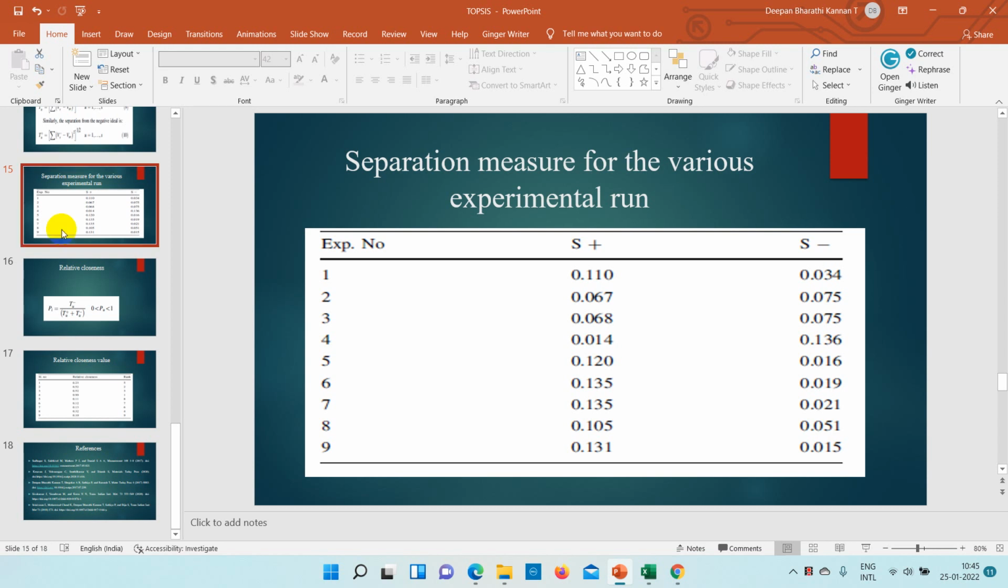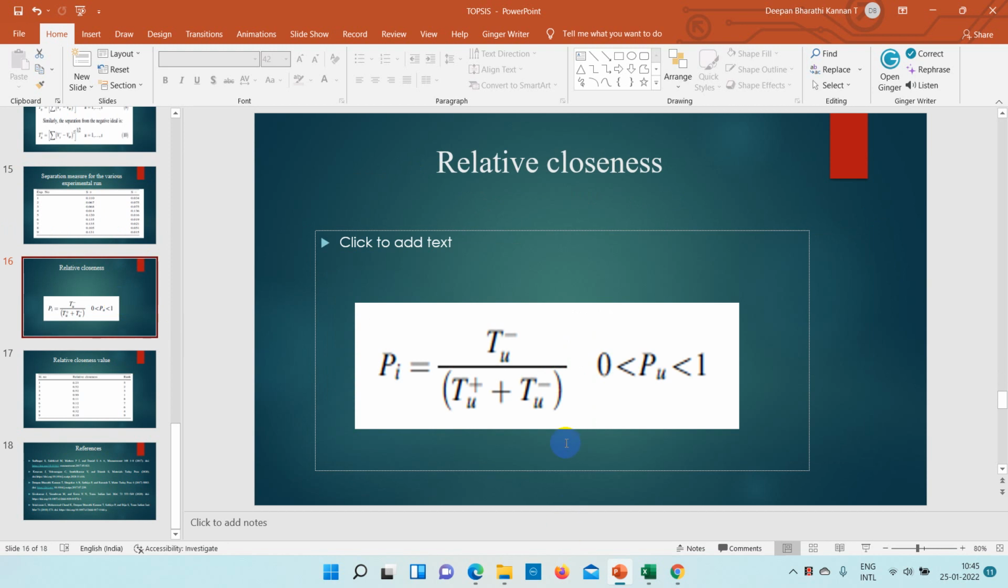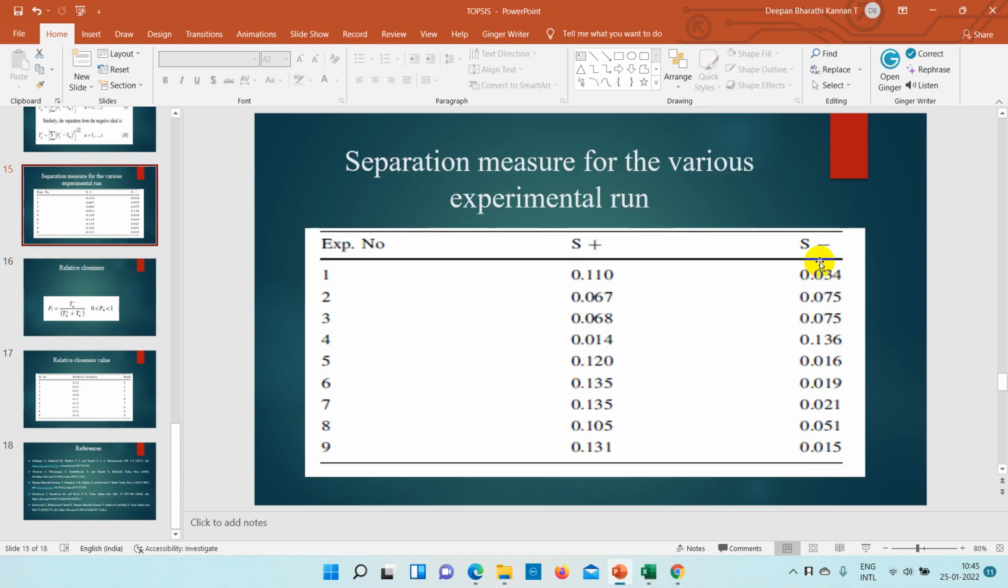Okay, next we have to calculate the relative closeness value. So relative closeness value is nothing but S minus divided by S plus and S minus. So we have to just divide the S minus value 0.034 divided by 0.11 plus 0.034. If you do so, you will get this relative closeness value.